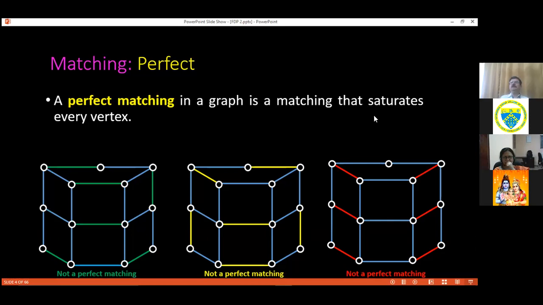A perfect matching is a matching that saturates every vertex. If you have a matching that saturates every vertex, then that matching is called a perfect matching. For example, here we have a vertex which is not saturated by any edge, so this matching is not perfect. Similarly, we have an unsaturated vertex, so this is not a perfect matching.